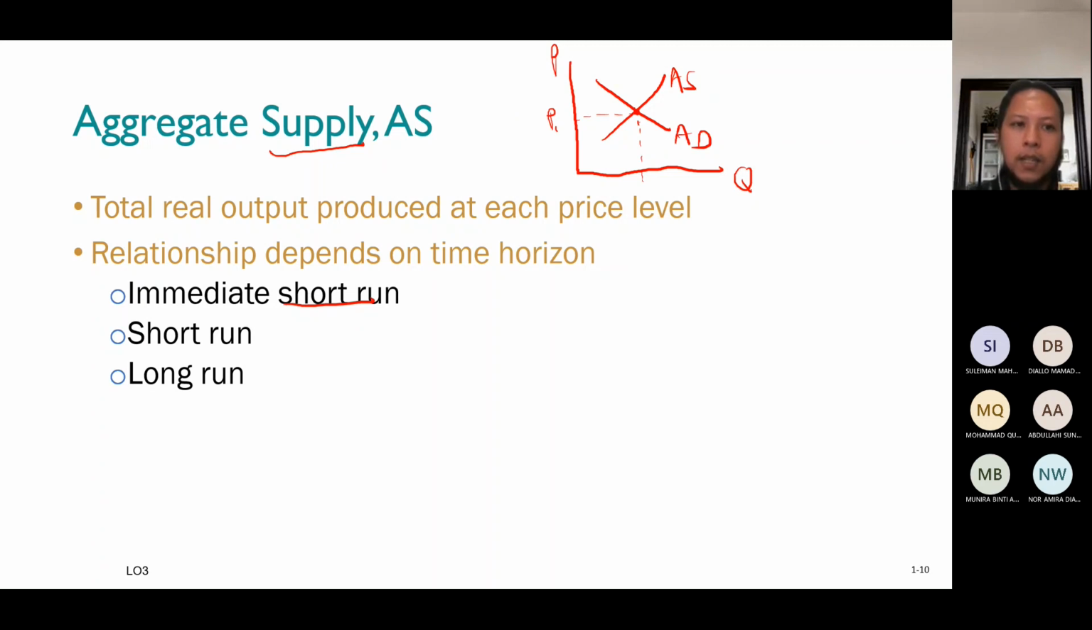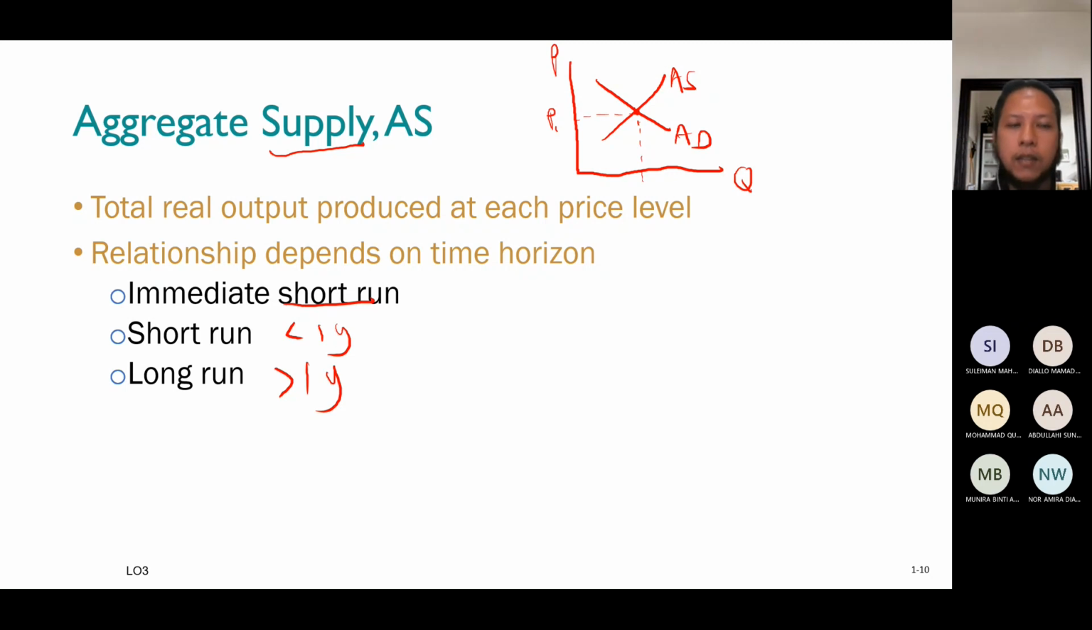So this is the immediate short run, and then you have the short run, which is less than 1 year, and then the long run is more than 1 year. The time horizon is basically how much time businesses or people who supply have. The supply is the things that are being produced, right?